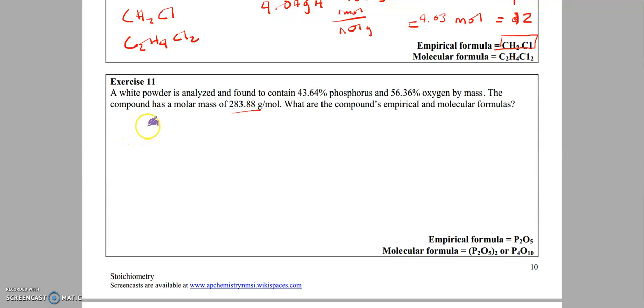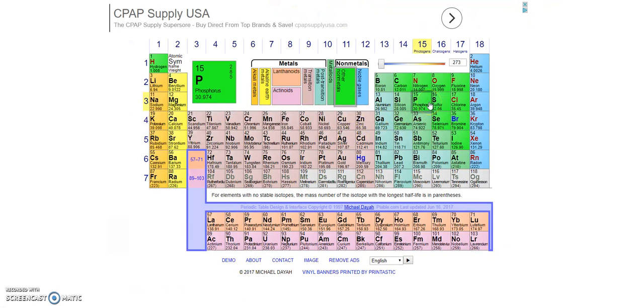So if you assume 100 grams, and it's 43.64% phosphorus, that would give you 43.64 grams of phosphorus. Okay, same thing with oxygen. If you assume 100 grams of the compound, you're going to have 56.36 grams of oxygen. We're going to convert these numbers to moles and then compare the ratios. I don't have phosphorus's molar mass memorized, so we need the periodic table. Looks like it's about 31, so we'll say 30. We'll use the whole value, so 30.974.